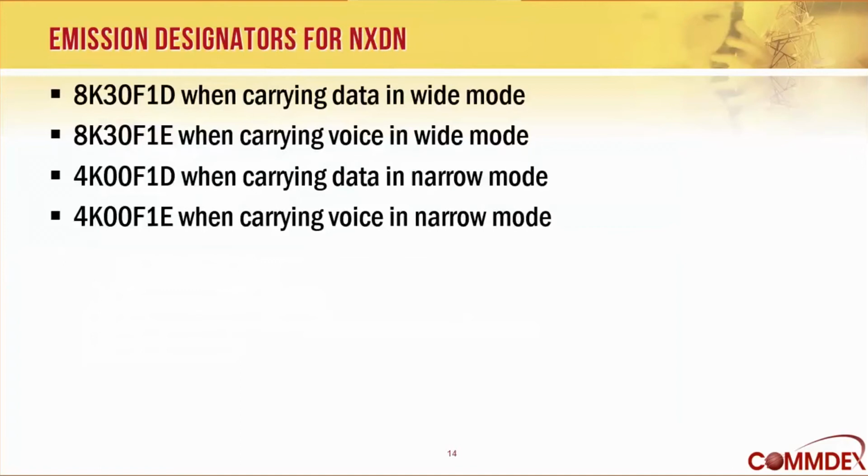Well, NXDN has four different operating modes. It can carry data or voice, and it can operate in wide mode or narrow mode. When it's in wide mode, notice the bandwidth is 8K30. So it has an 8.3 kilohertz bandwidth in wide mode when it's carrying the two signals. When it's in narrow band and it's carrying only one, it has about half the bandwidth, 4K0.